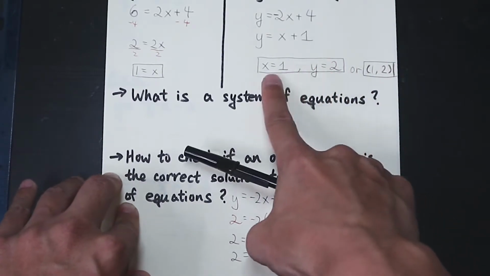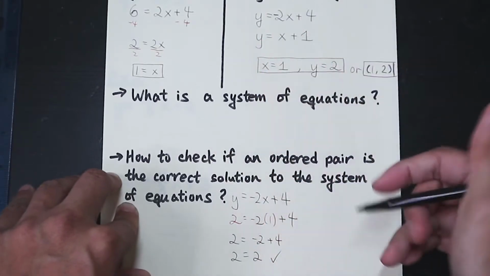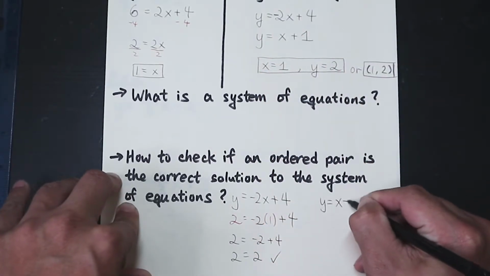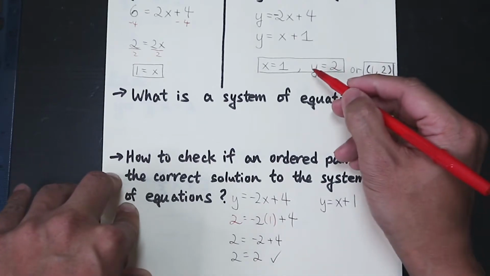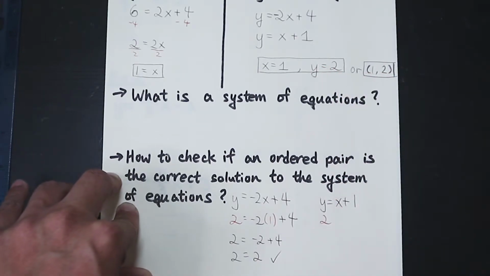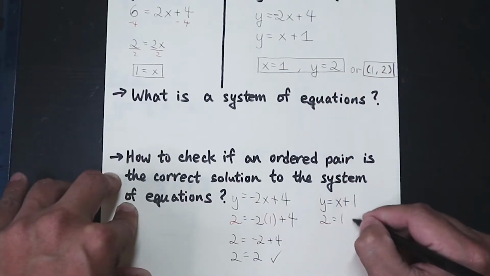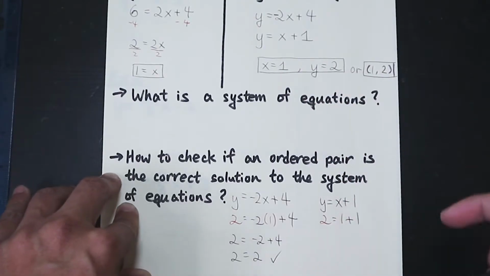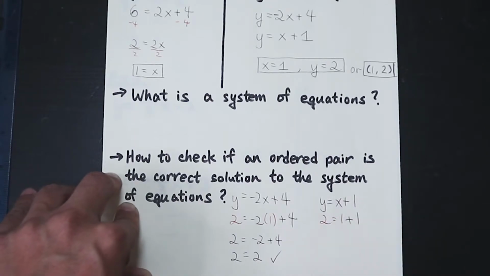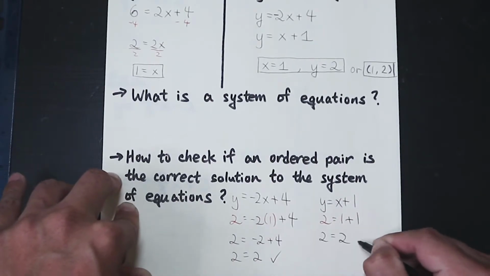Let's plug the same set of answers into the other equation, which is y equals x plus 1. Let's replace the y again with 2, and then replace the x with 1, and then write the remaining part of the equation. After that, do you agree that 1 plus 1 equals 2? Yes. So 2 equals 2, that works.